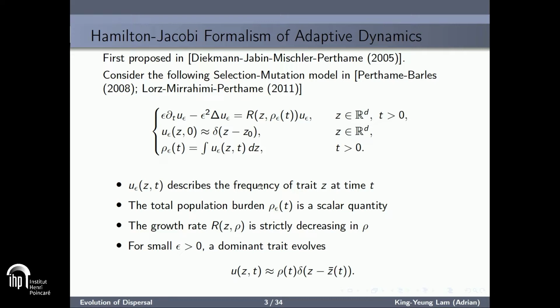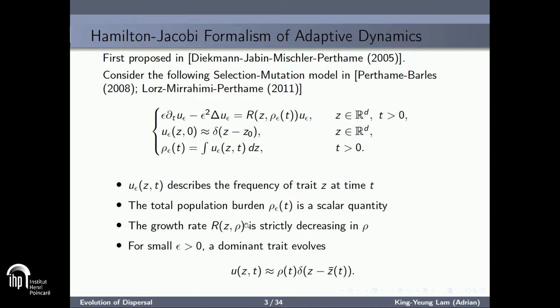In this model, a selection-mutation model, the population is structured by the traits. We consider a variable u, which describes the frequency of trait z. Each individual has a type, has a label, so z is the label. The frequency evolves according to this mutation selection model. Rho of epsilon is the total population burden, a scalar quantity in this model.